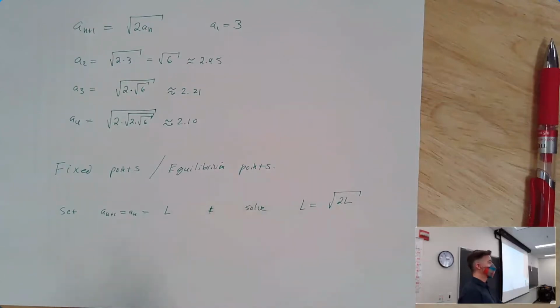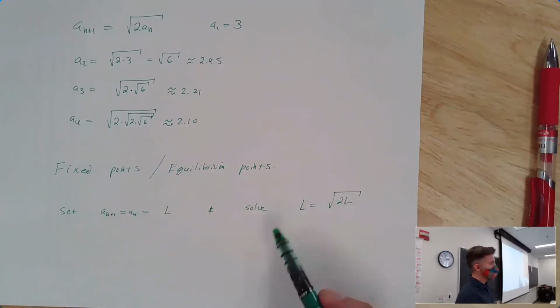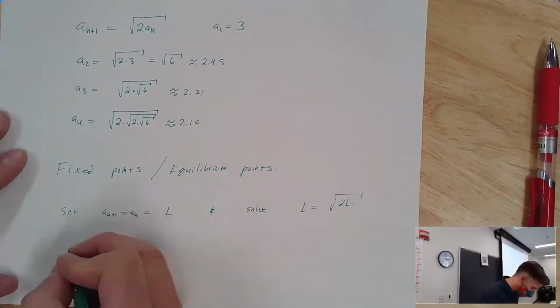I'm not saying this is the right way to go about doing it. I'm just saying that if you look at this a little bit, you'd be like, oh yeah, L could be 0 for sure. And L could also be 2, because 2 times 2 is 4, and the square root of 4 is 2. But really, we should just solve this the normal way.